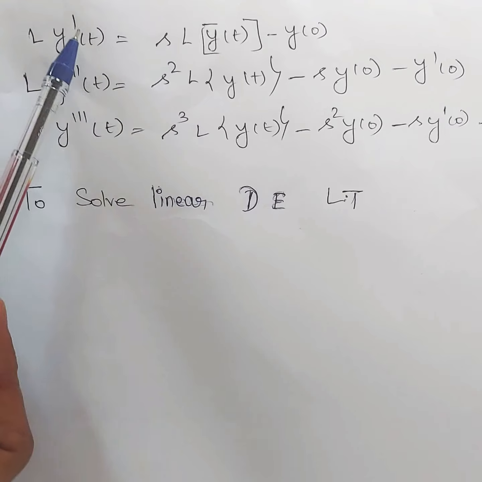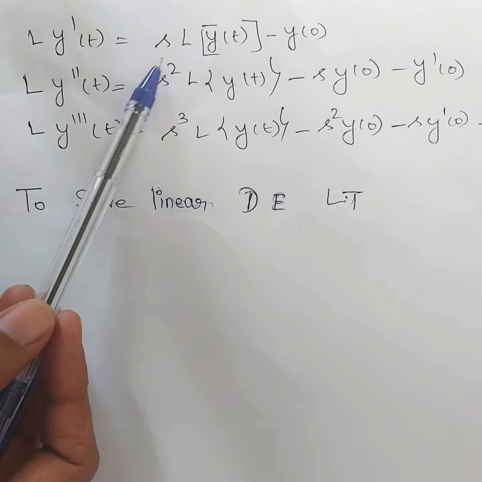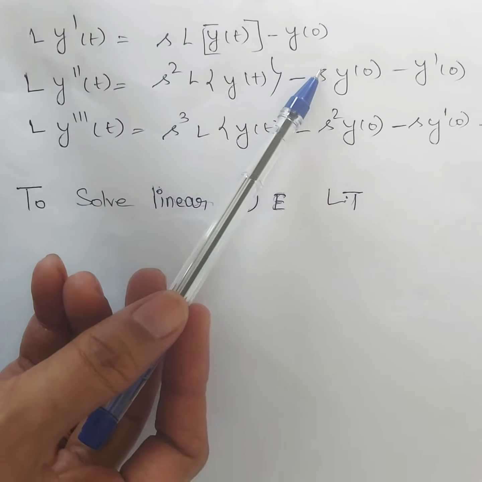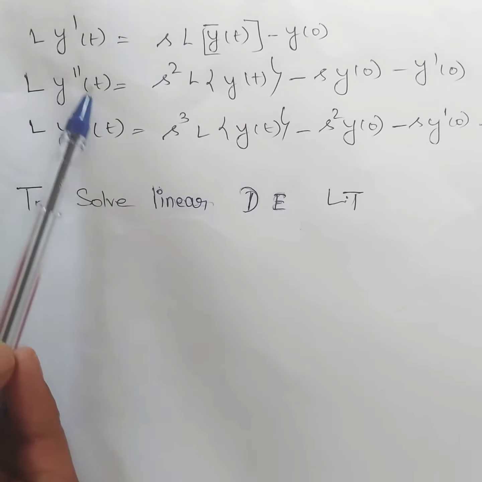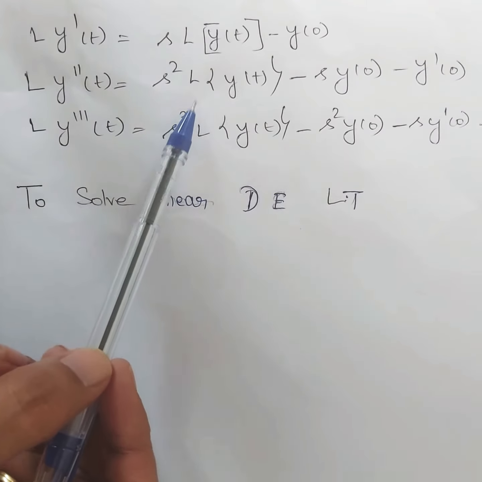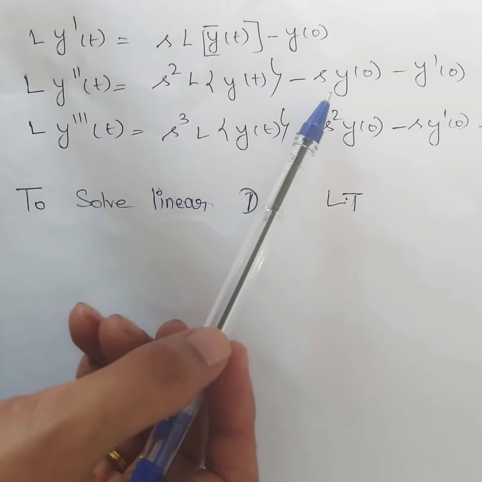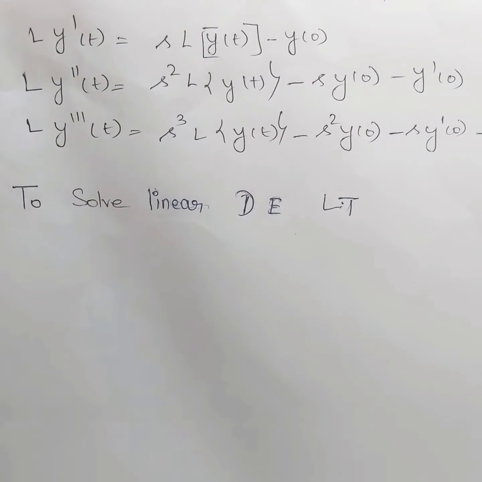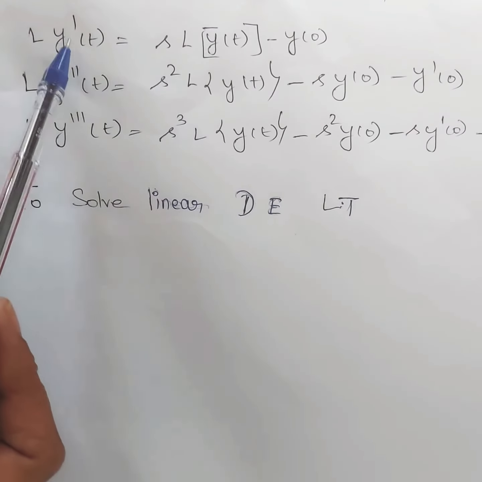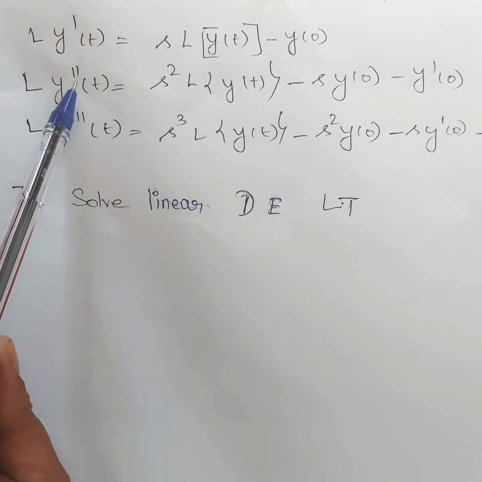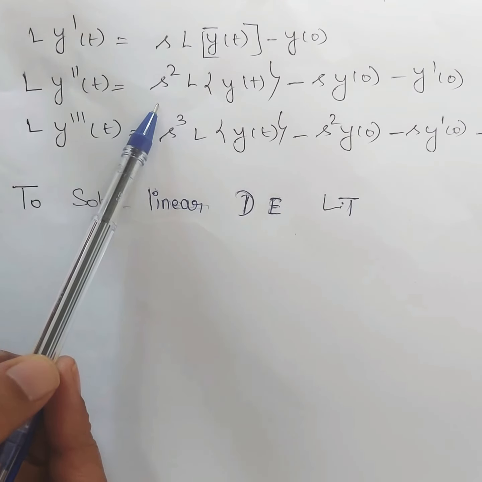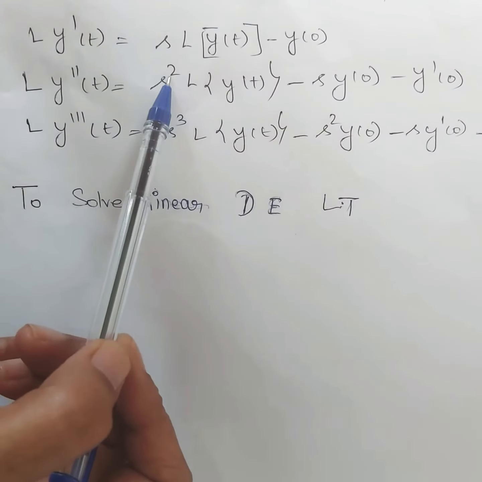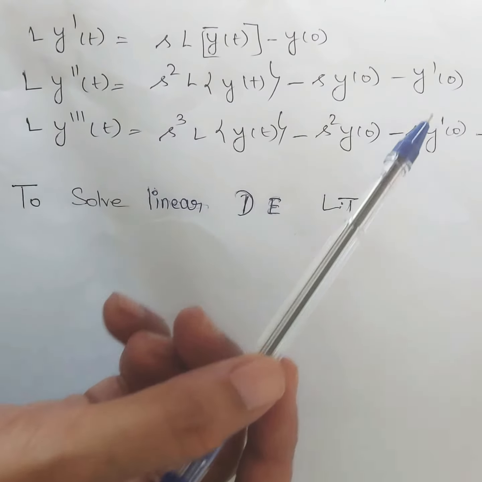Laplace transform of y dash of t is equal to s into Laplace of y of t minus y of 0. This is the initial condition. And Laplace of y double dash of t is equal to s square L of y of t minus s into y of 0 minus y dash of 0. If you see the pattern here, if it's y dash of t, it's s power 1. Y double dash of t means s power 2. And then the consecutive signs are negative. S power 2 reduced to s and then only the constant.